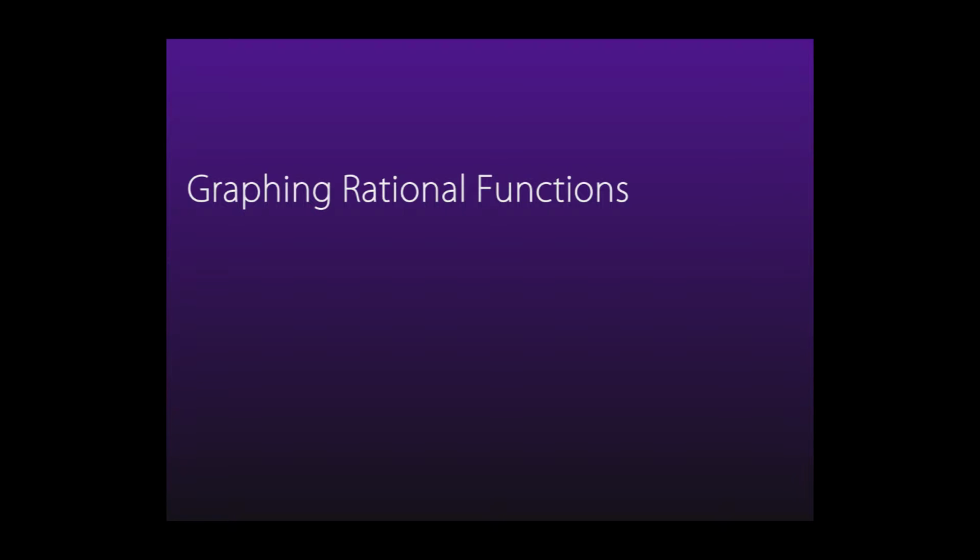Our next topic is graphing rational functions. A rational function is a function that has a ratio of two polynomials. Our problem is f of x equals -2 times (x squared - 4) over 3 times (x squared + 4x + 4).